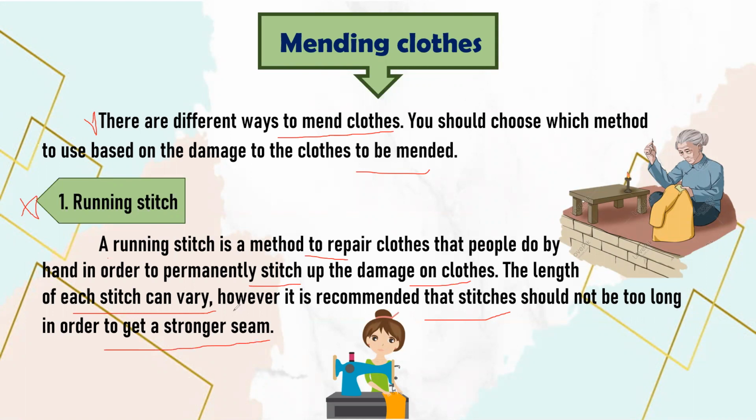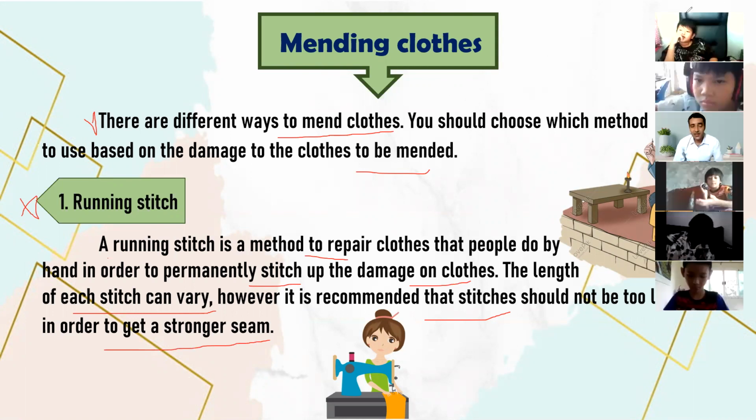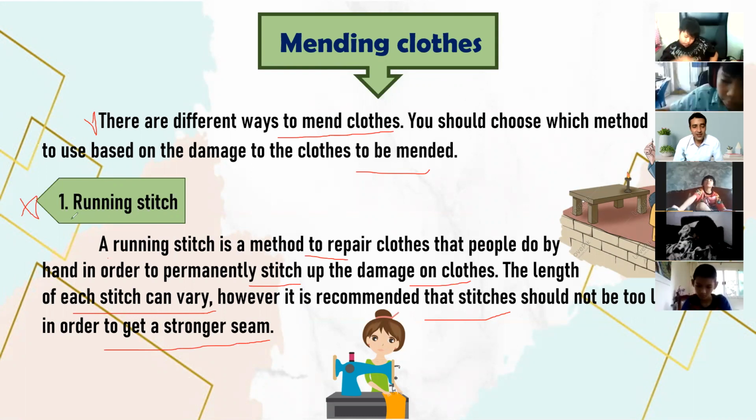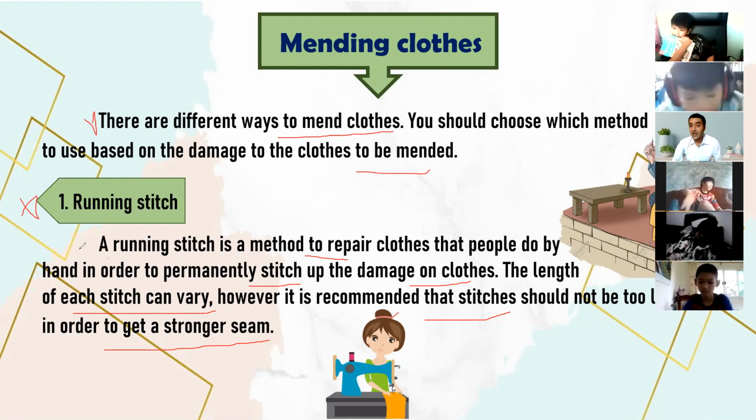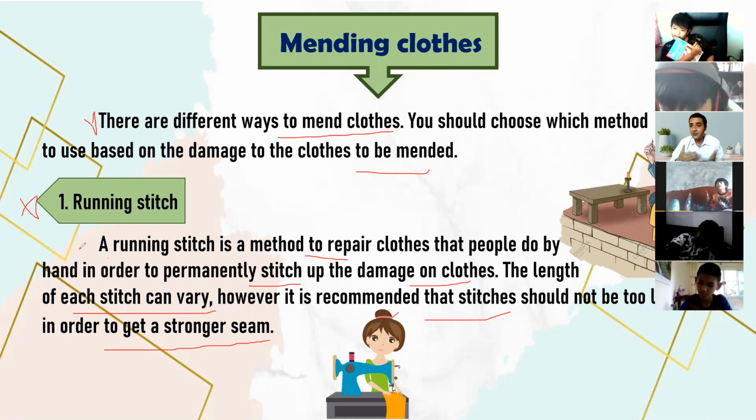Okay, students. So the first way of how we can mend our clothes is the running stitch. With the help of that method, we can repair our clothes that people do by hand. Mostly the running stitch is done by hand. So why? That is for the purpose of making the clothes stitch permanently. And they can stitch up the damage on the clothes.